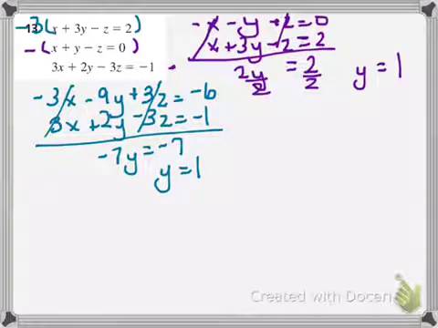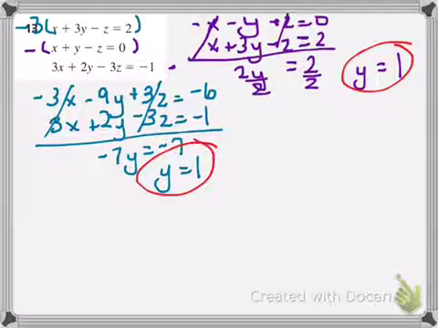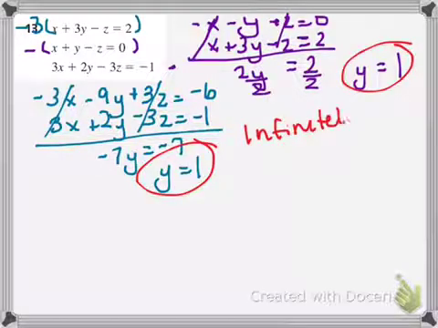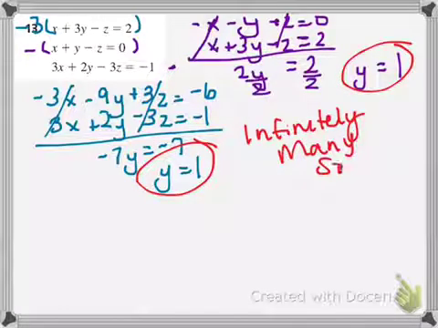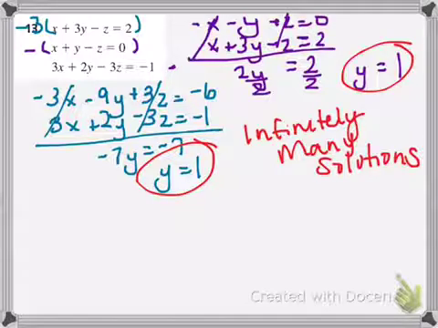So what I may need to do is, well, that is it. Because I get y equals 1 for both, they're the same, that means I have infinitely many solutions. Infinitely many solutions. And so now we need to do that extra little step in order to write it as an ordered triple. So in order to do that, I am going to take one of my equations.